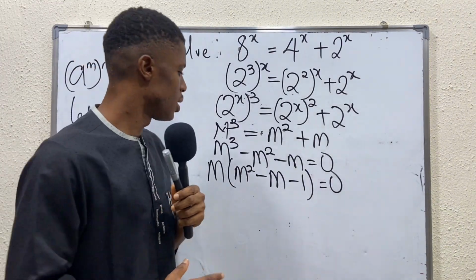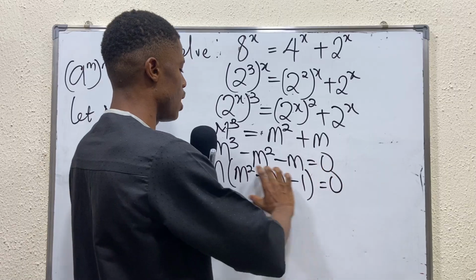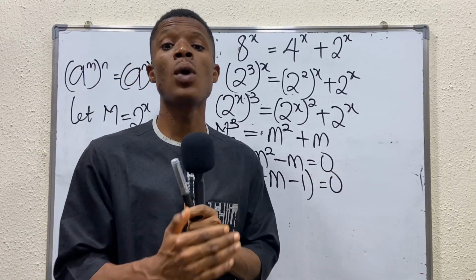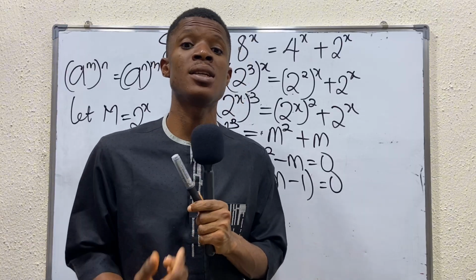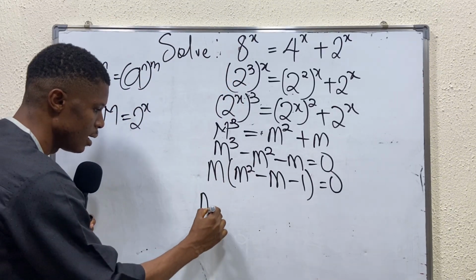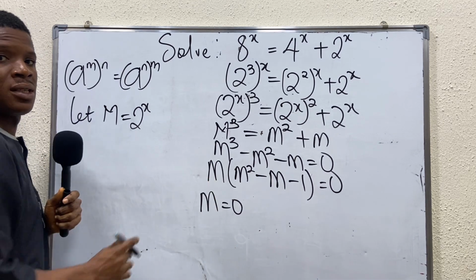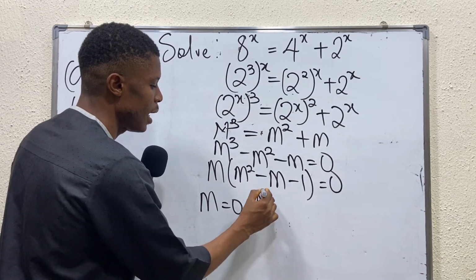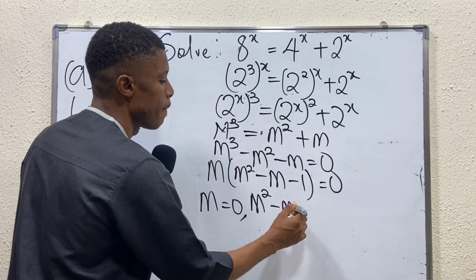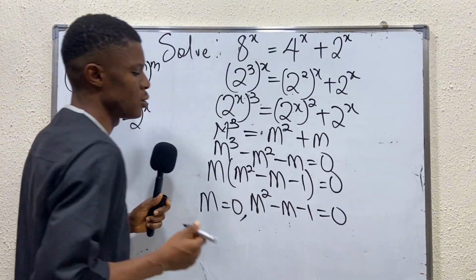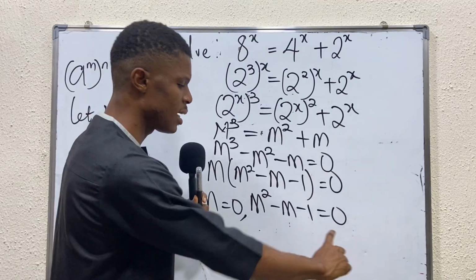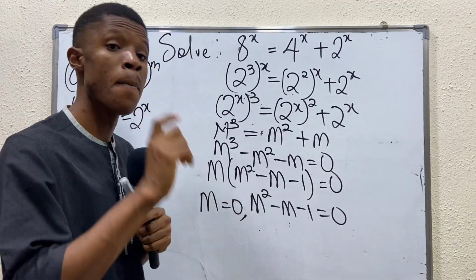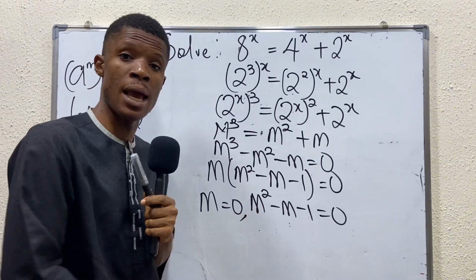So at this point, when things multiply out to get 0, one of them is 0 or both of them are 0. So we are going to test each factor to be 0. This means that m is equal to 0. And the next one, we have it that m squared minus m minus 1 is also equal to 0. At this point, this term is giving us clearly what we call a quadratic equation, because the highest power of the unknown m is 2.